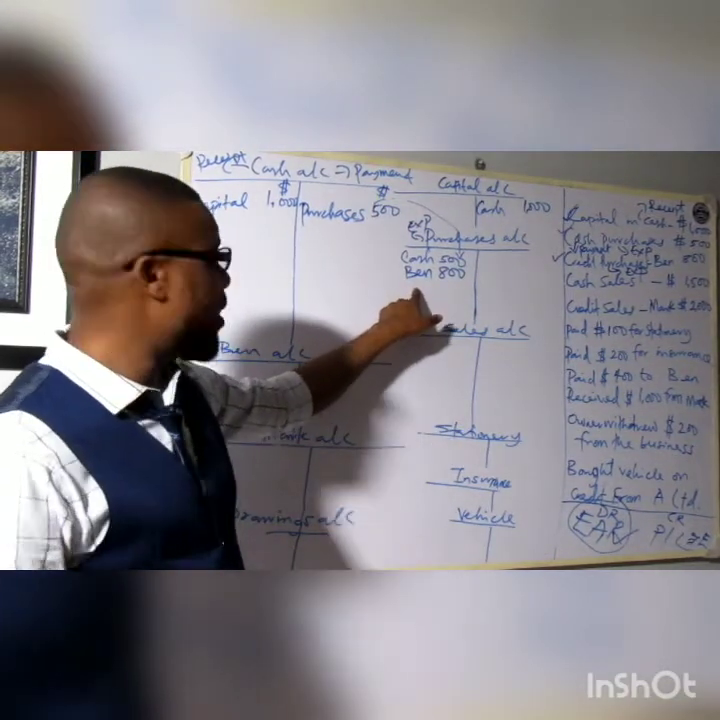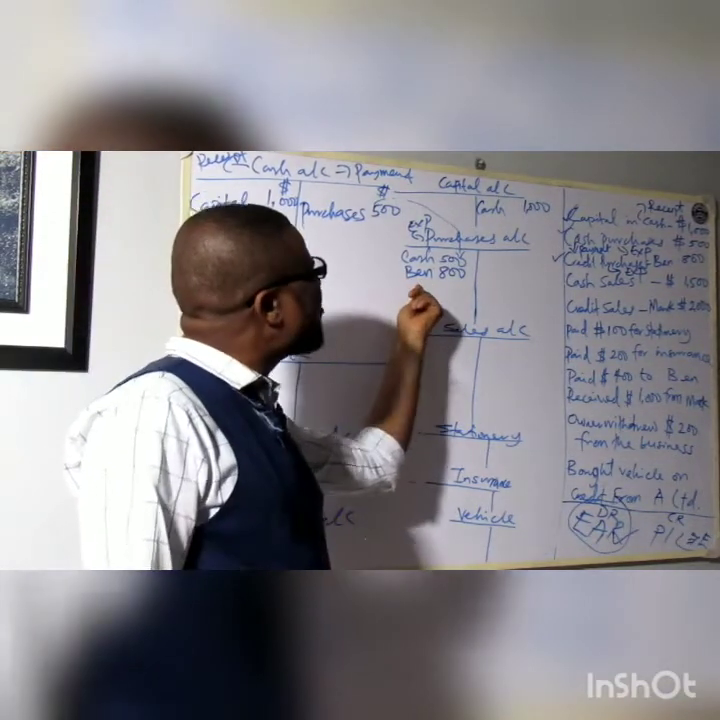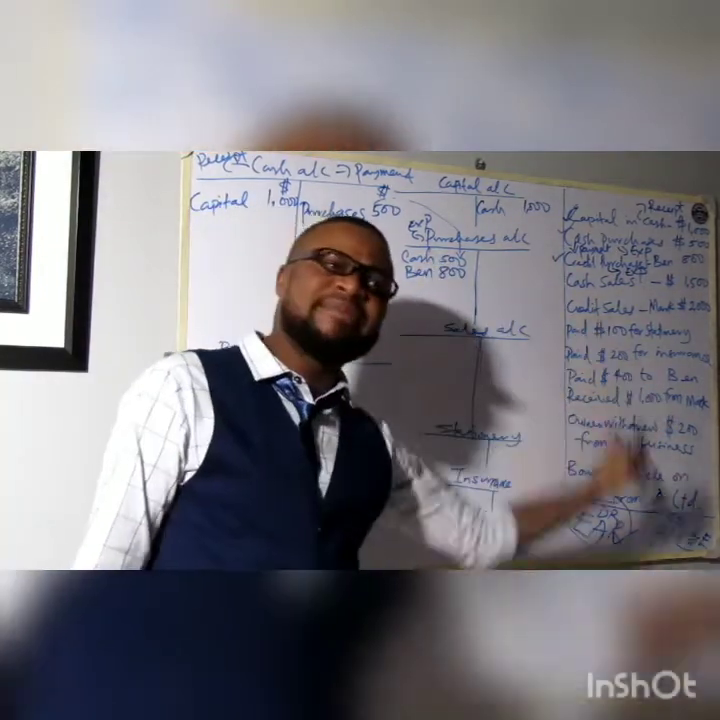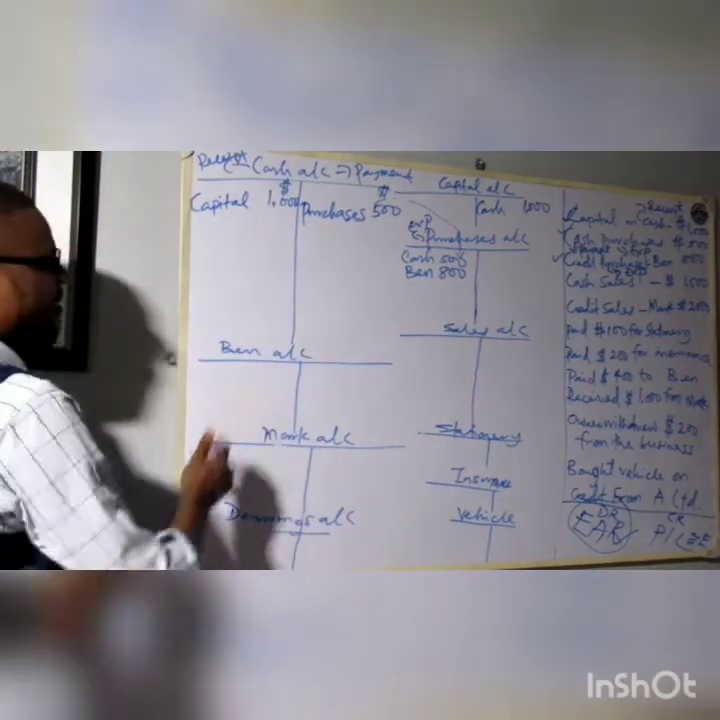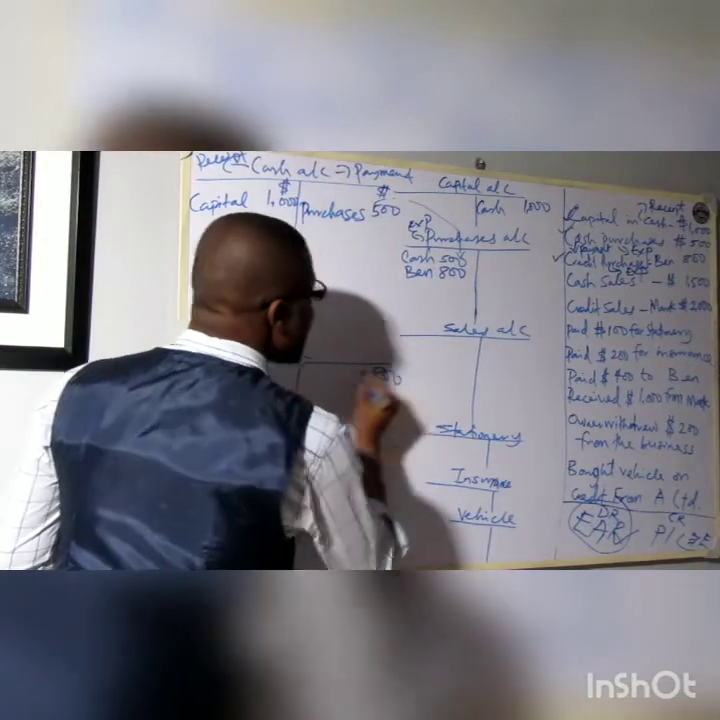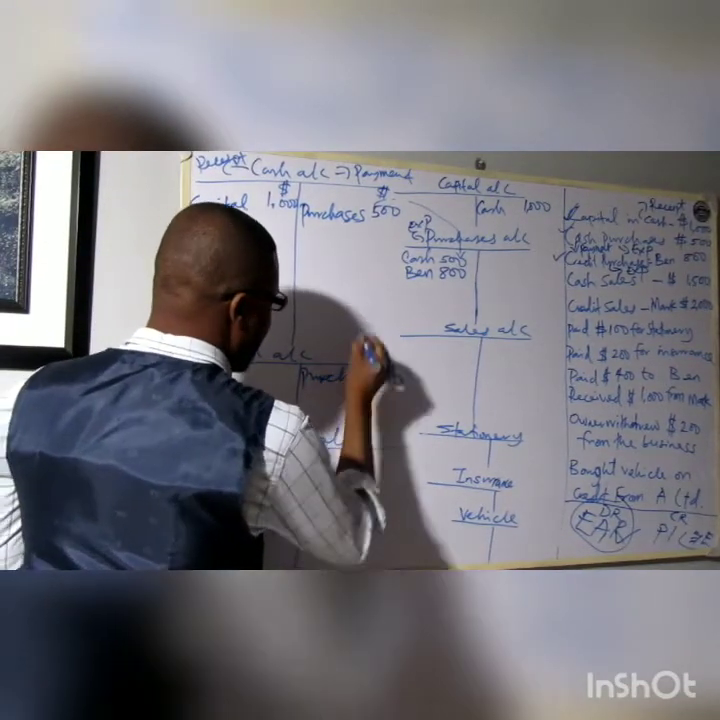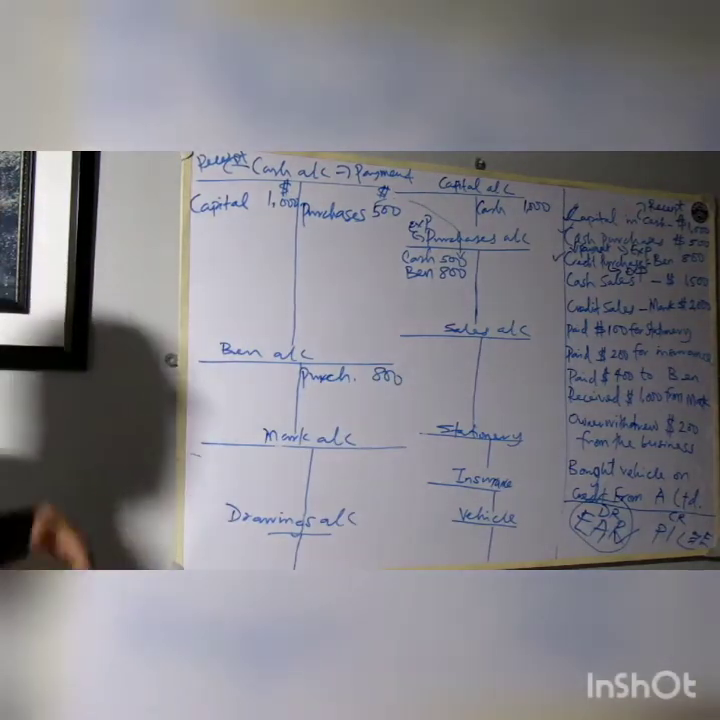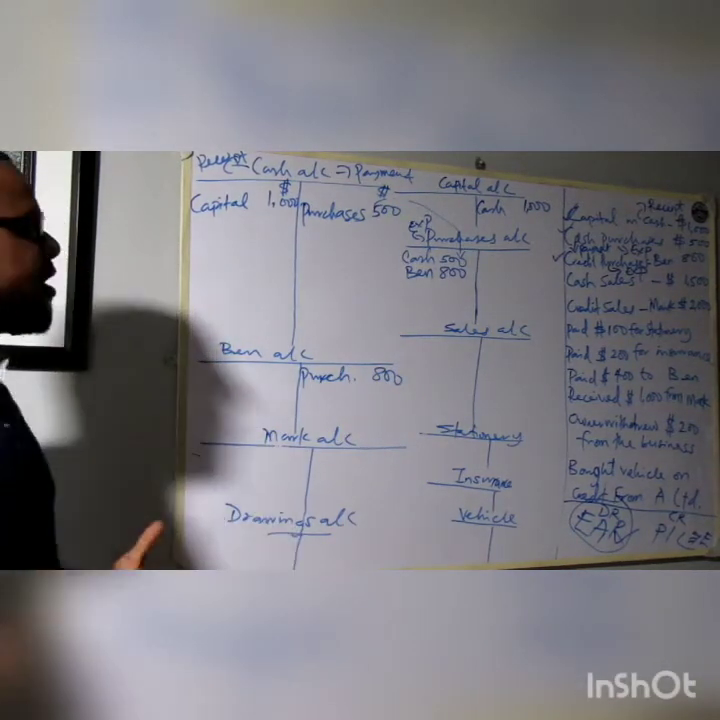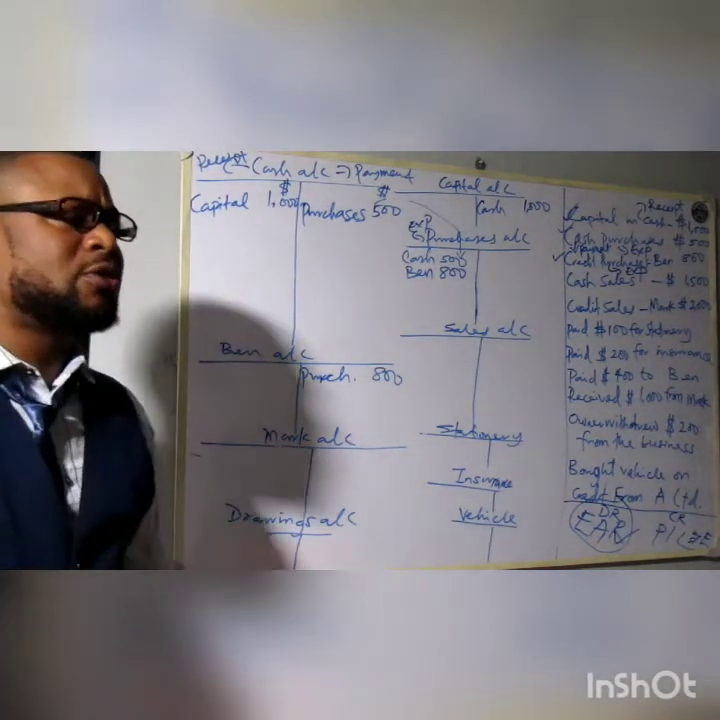Then what do you do from here? You create a corresponding credit entry inside Ben account. So you just find Ben account, come here and say $800 coming from where? Purchases account. Simple.